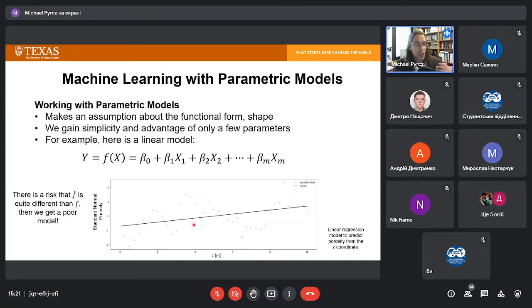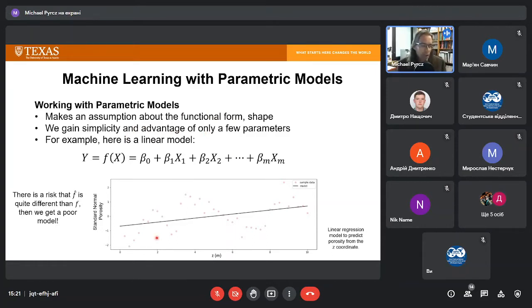Okay, so that's prediction. Now, when we build our machine learning models, we got 2 different types of models we can build. We got parametric models. A parametric model makes assumptions about the functional form or shape of the relationship. When we do that, we gain simplicity, the advantage of having only a couple of parameters to estimate.